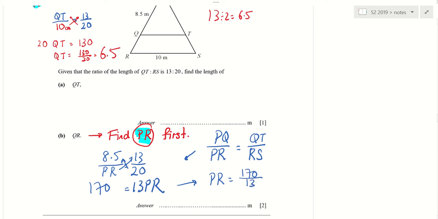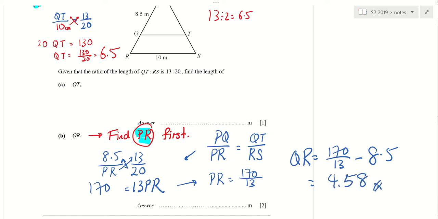But I don't want to find PR. I want to find QR. So what must I do? Minus the 8.5. So I write QR equals to 170 over 13 minus 8.5. And what is that answer? 4.58. Or leave your answer in 3SF. Is that okay? Is there a part C?